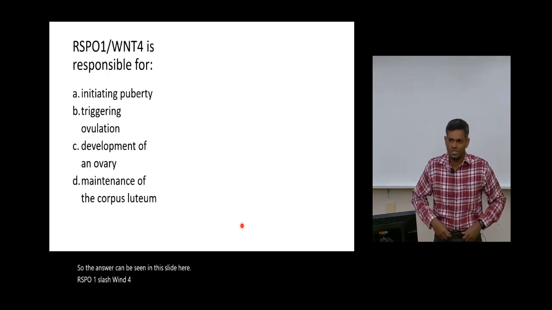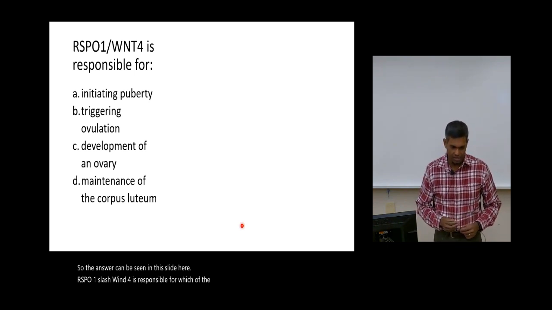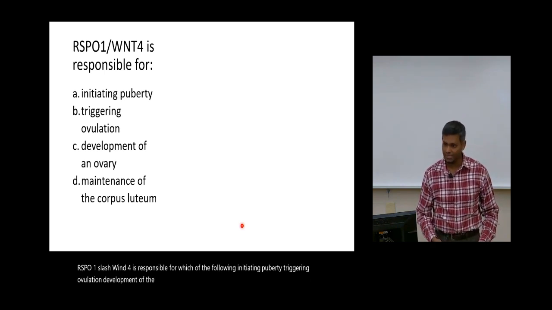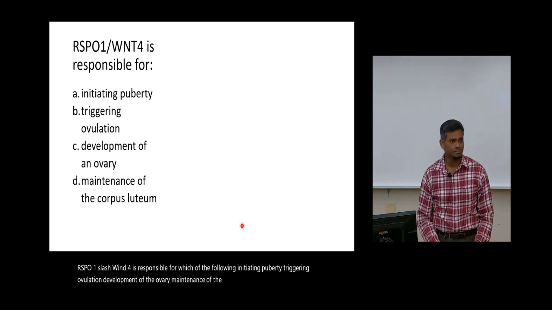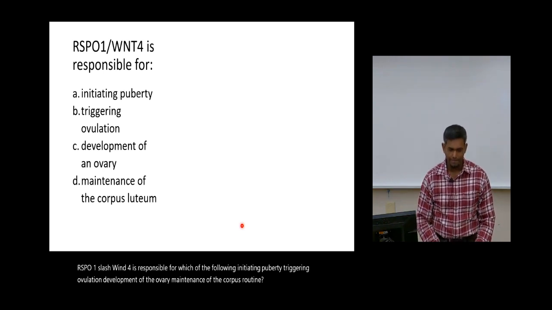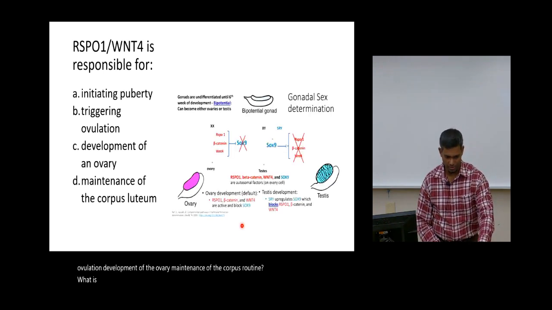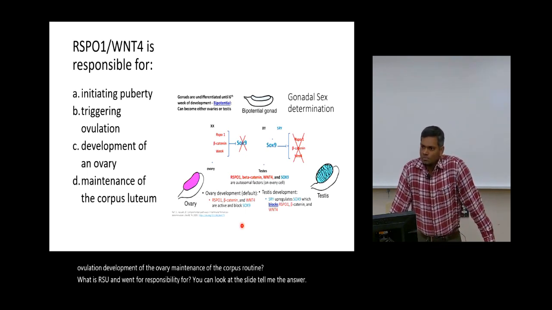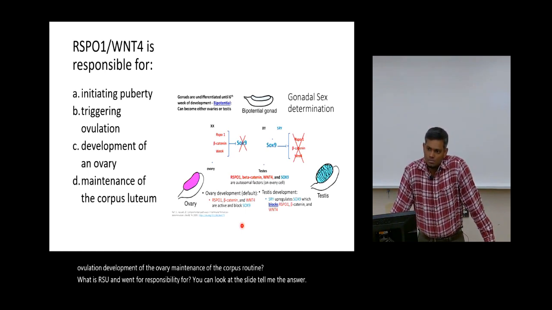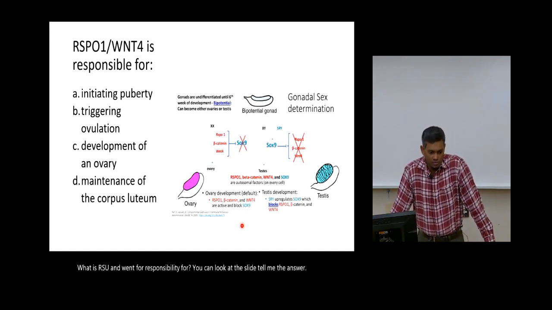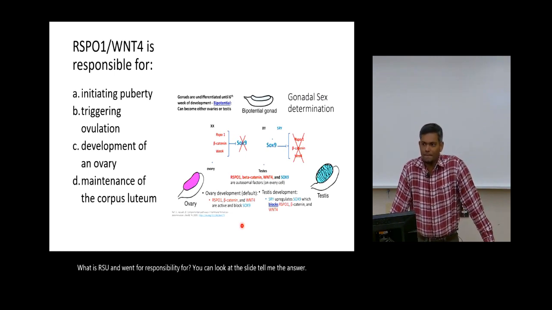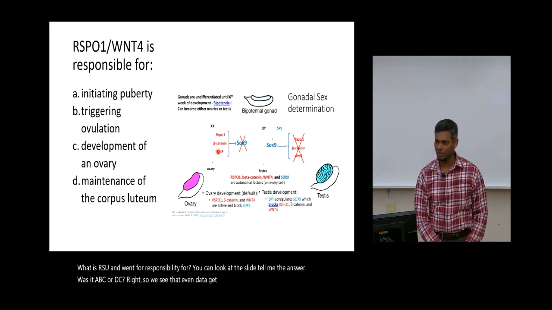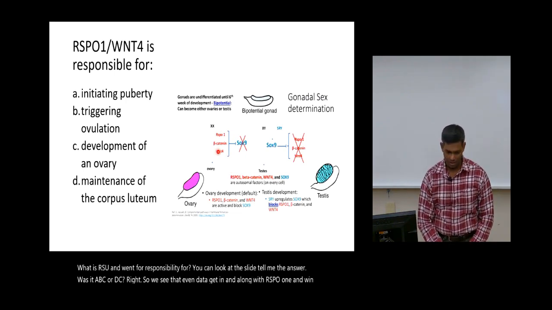RSPO1/Wnt4 is responsible for which of the following? Initiating puberty, triggering ovulation, development of the ovary, maintenance of the corpus luteum. What is RSPO and Wnt4 responsible for? You can look at this slide and tell me the answer. What is it, A, B, C, or D? C, right? So we see that even beta-catenin along with RSPO1 and Wnt4 play a role in the development of the ovaries.